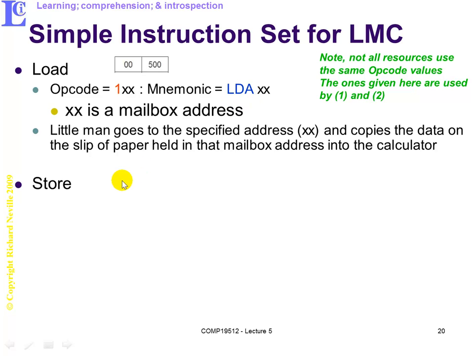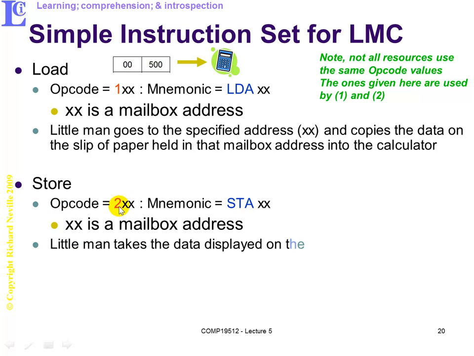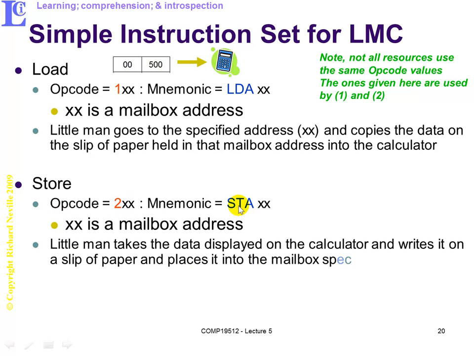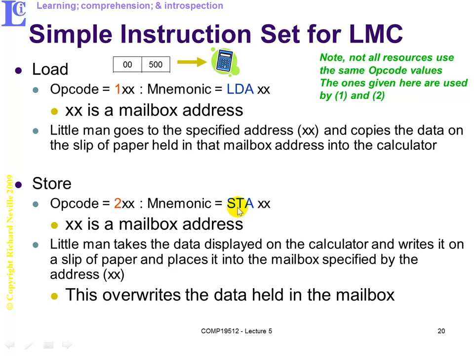Now the inverse of that is store, but first let's see what happens in this case. We're moving data from the mailbox address here, so this would be 0, into the calculator. So XX in this case would be 0. Let's look at the store. The numeric value the machine understands is 2. The human-understandable mnemonic, or short form, is STA. What this does is it stores the information from the calculator and moves it to a mailbox. The little man takes the data displayed on the calculator, writes the 3 digits on a slip of paper, and places the slip of paper at this address.